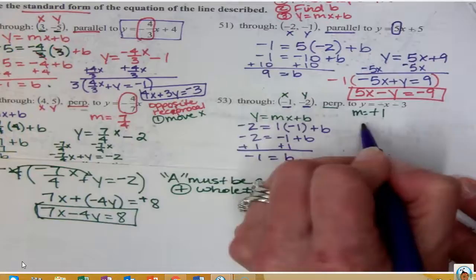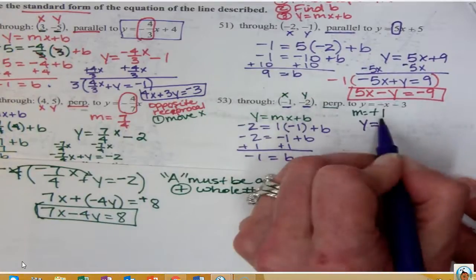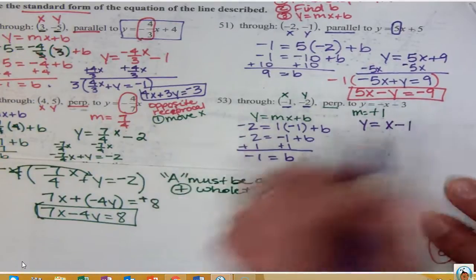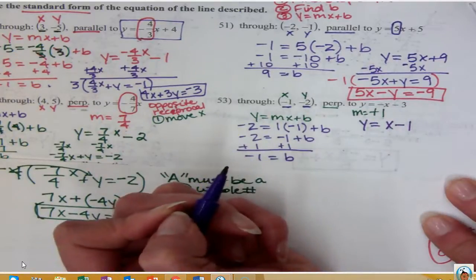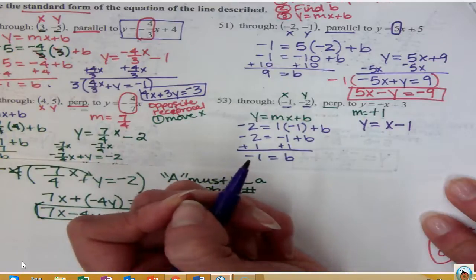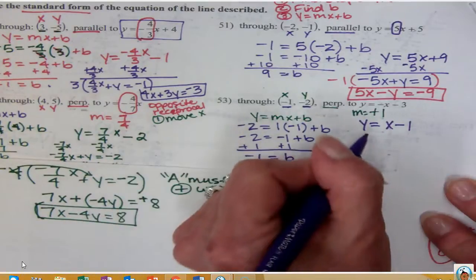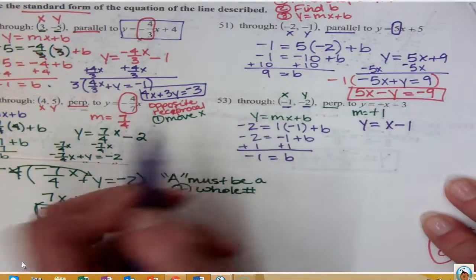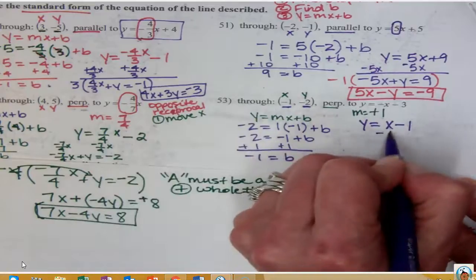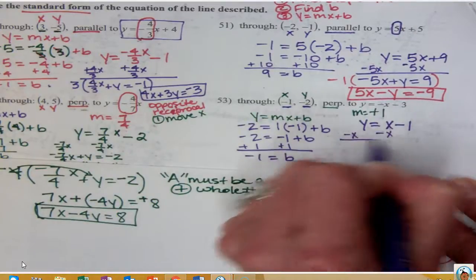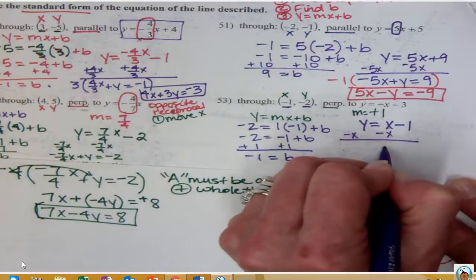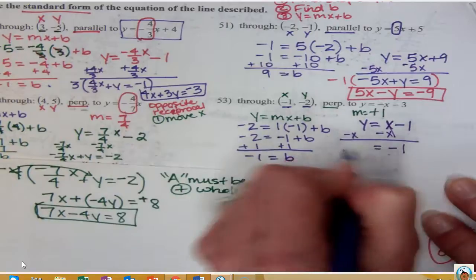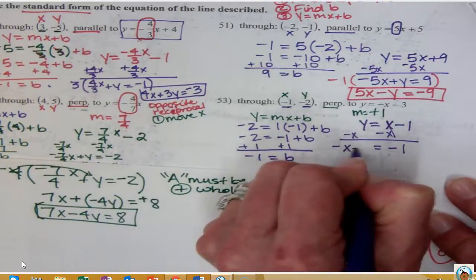So my equation becomes y equals, my slope is 1, so x minus 1. However, it's asking for standard form. So the first thing I need to do, I need to get slope-intercept form before I can put it into standard form. So I'm going to move my x. I'm going to subtract x from both sides so that I can get rid of x on this side and have my constant, my c there.